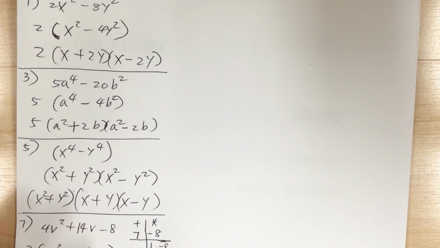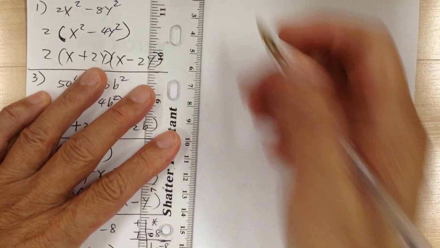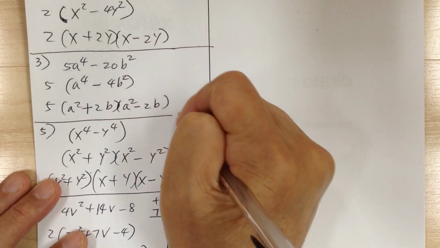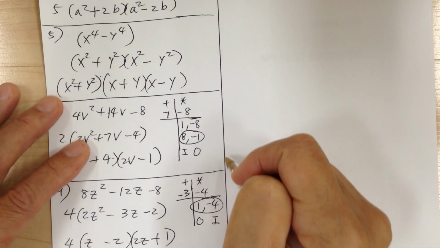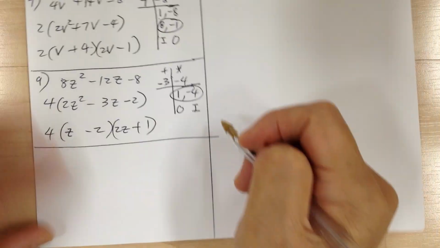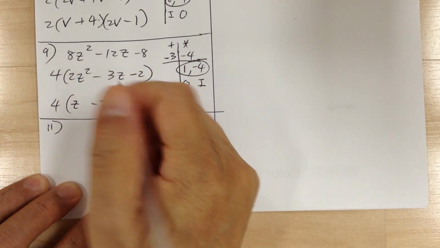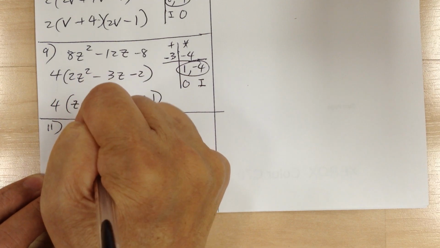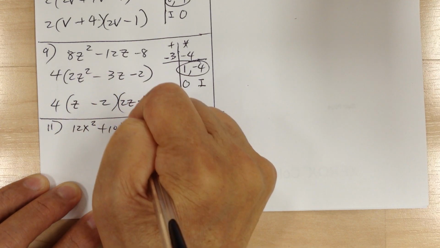Okay, let's go to the next one. I think we got room for one more. Okay, let's do 11 over here. So you got 12x squared plus 10x minus 8.